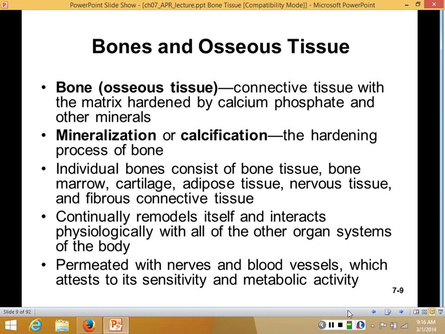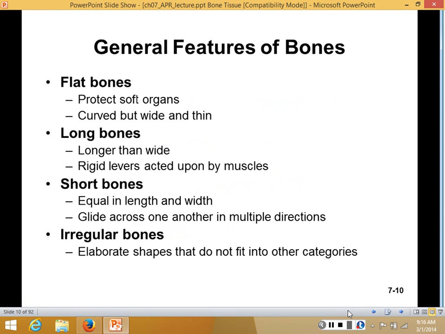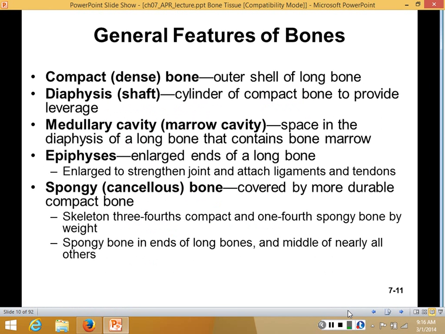So I did the functions, the features of bone. Did I talk about this part here, the features, the diaphysis, and red bone marrow? Okay.